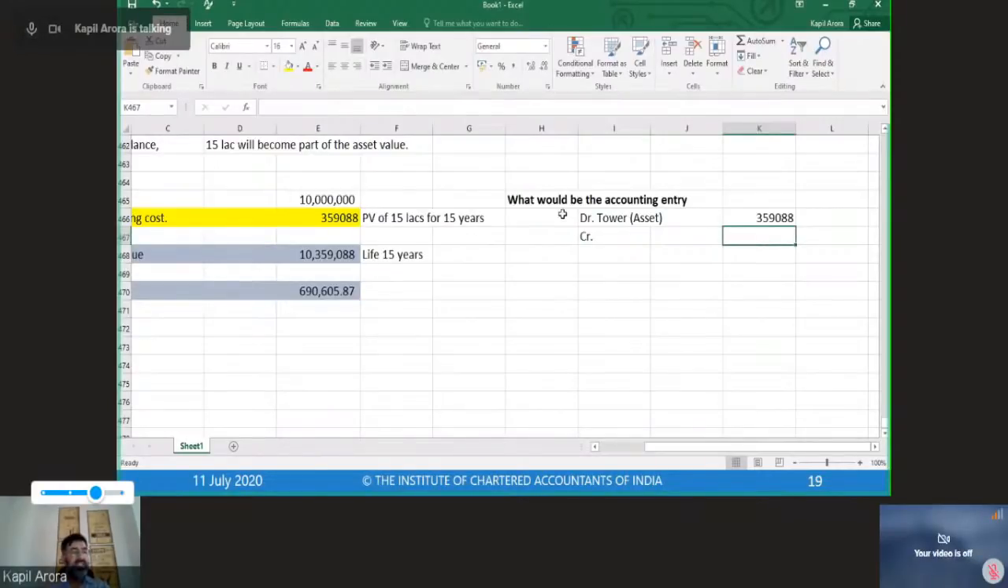Have we paid the money? The answer is no. When we have not paid the money, we cannot credit cash. For that purpose, it will be treated as provision.